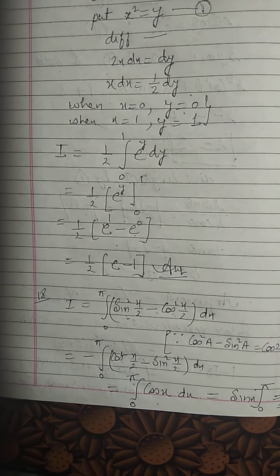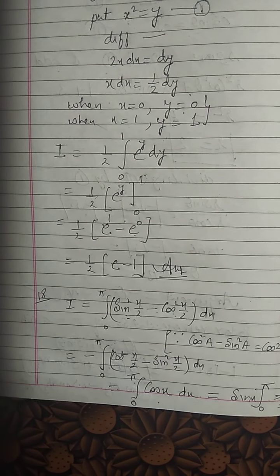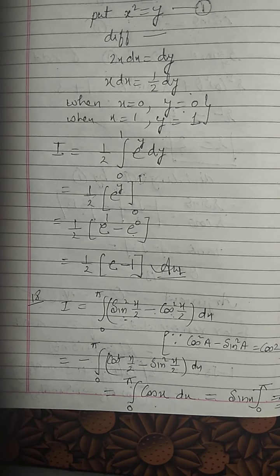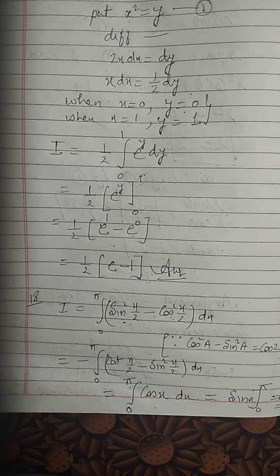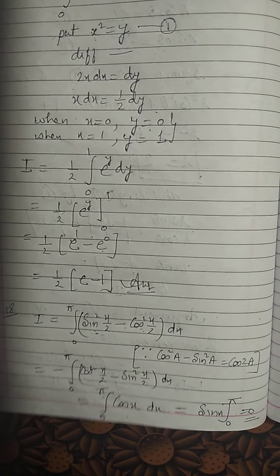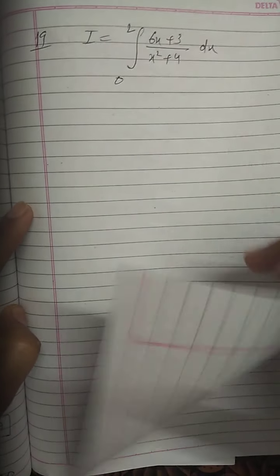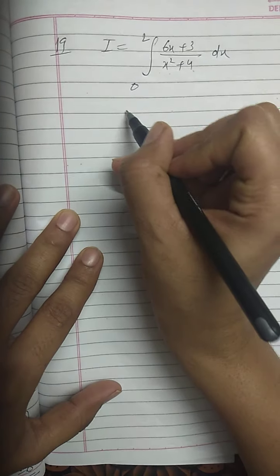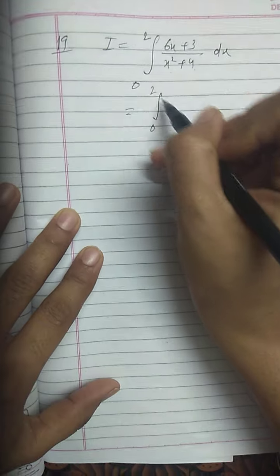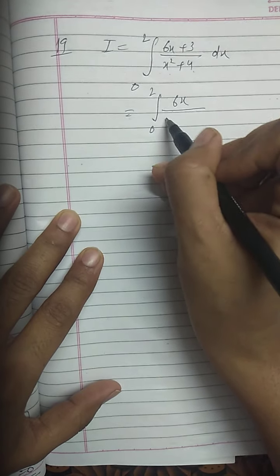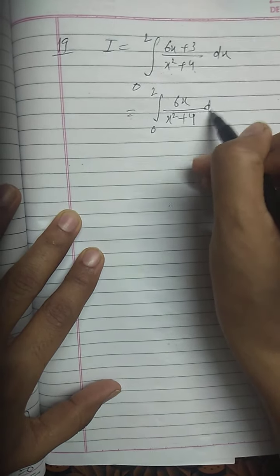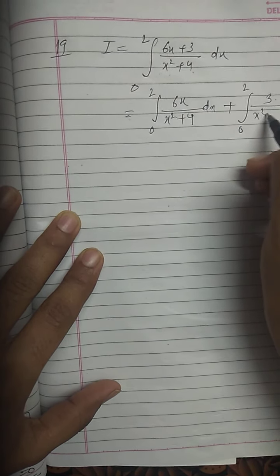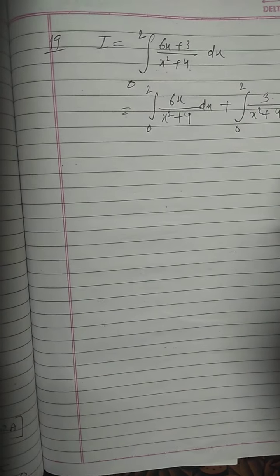And if you want, I can show you here sum number 19. One step I can give you: if I don't put numerator equals a times the derivative of the denominator, then how to proceed. Yes, here we have 6x plus 3 upon x square plus 4. If I just separate the terms, it will be integral of 6x upon x square plus 4 dx, and the next integral will be 3 upon x square plus 4 dx, right?